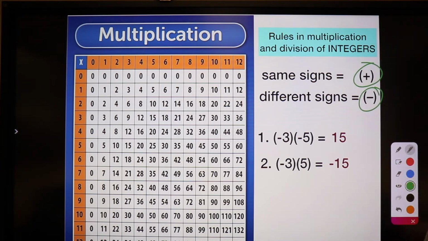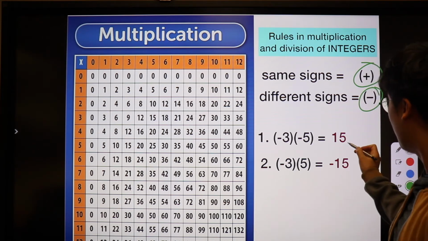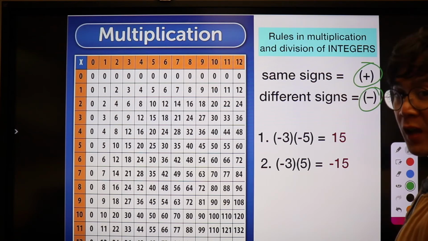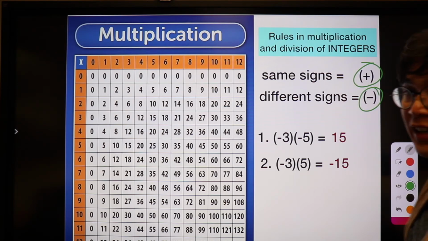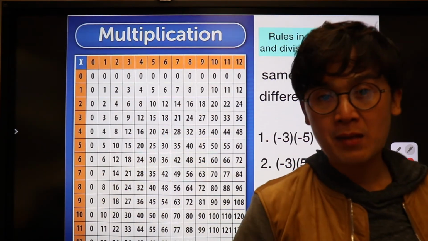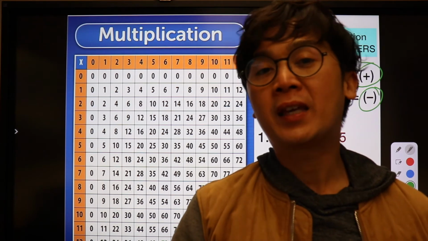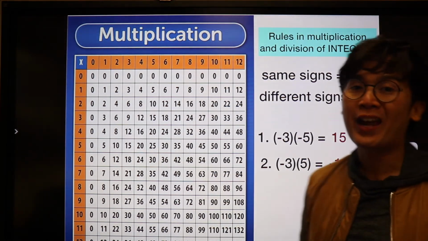And 15 and negative 15 are not equal or the same because positive 15 will be on this side of the number line, and negative 15 is on the other side of the number line. That's why in mathematics, the sign of your result is extremely important because it gives you a different value.